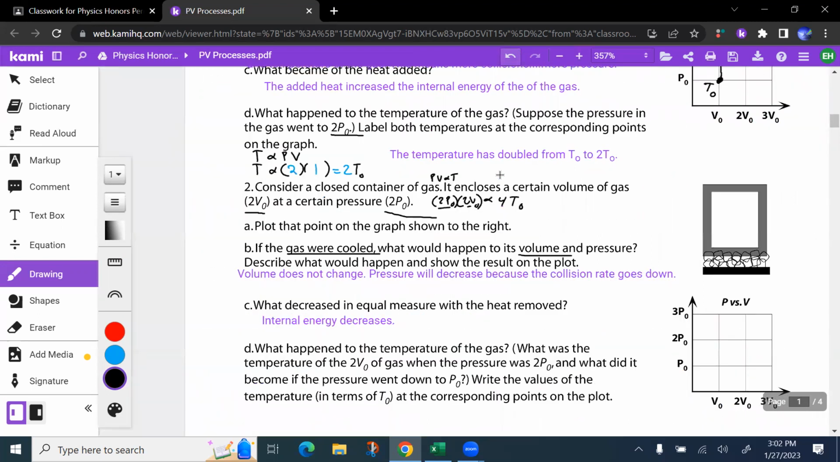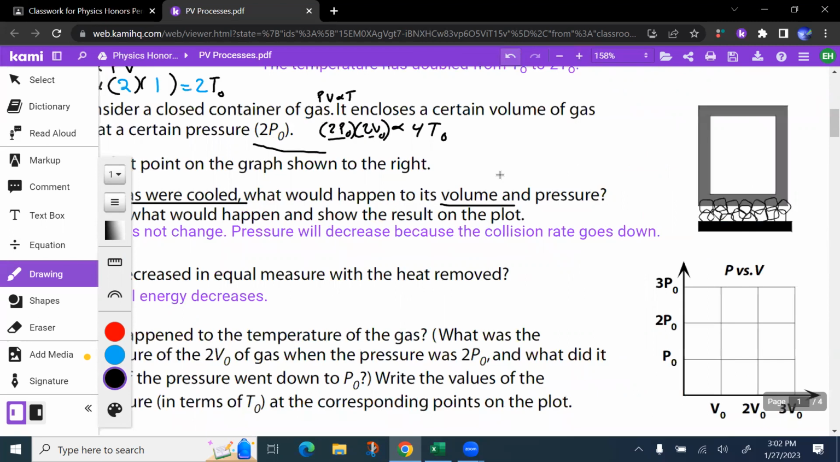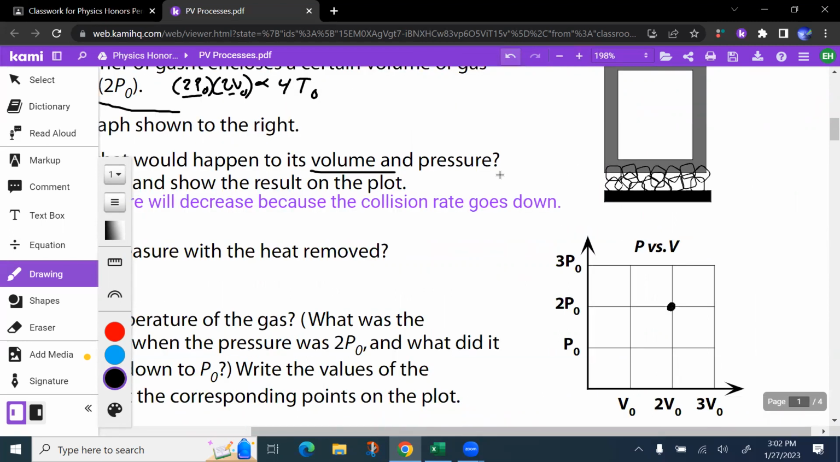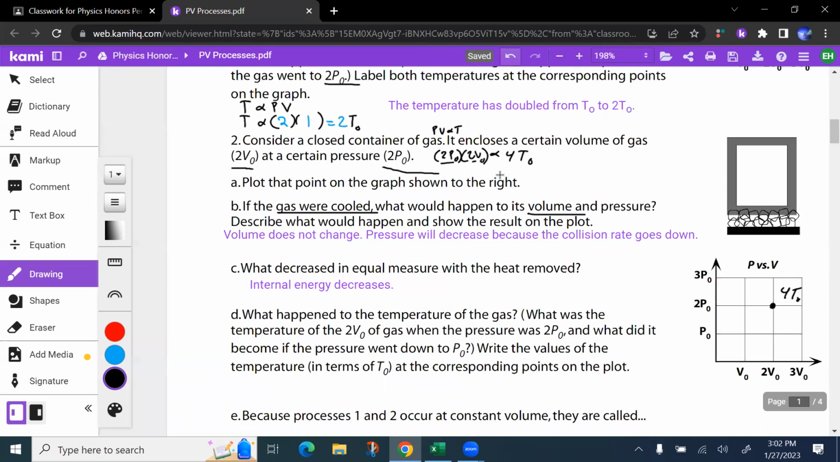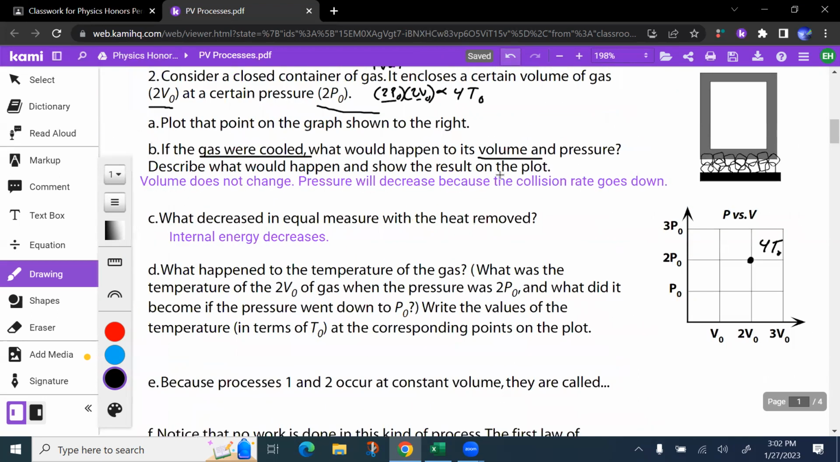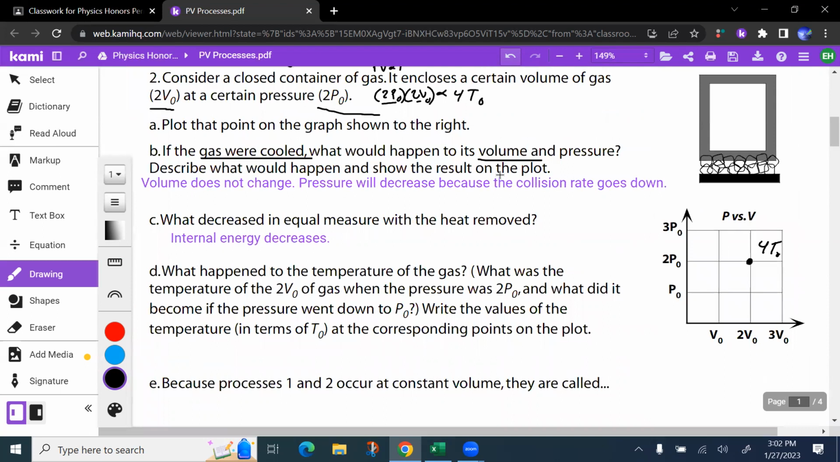So we can go ahead and plot that over on the graph here. 2 P naught, 2 V naught corresponds to 4 P naught V naught, which is 4 T naught. And what's going to happen with that gas? Well, the pressure is reducing from 2 P naught to P naught, like this. Now if you're cutting the pressure in half with a constant volume, that means the temperature cuts in half as well.